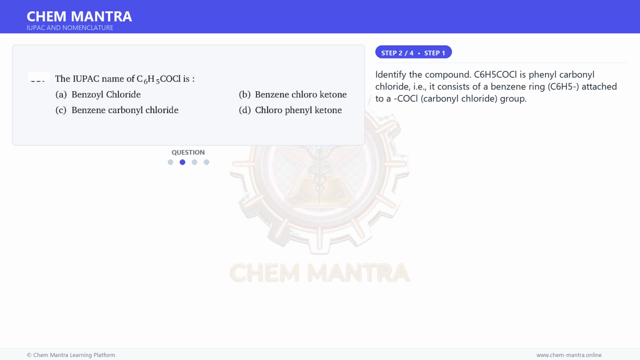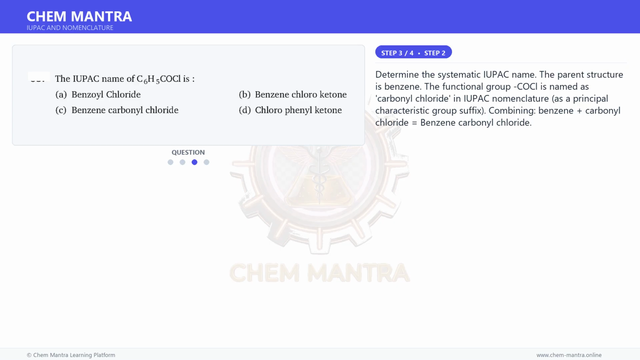Identify the compound. C6H5COCl is phenyl carbonyl chloride, i.e., it consists of a benzene ring, C6H5, attached to a COCl, carbonyl chloride, group. Moving on to the next step.